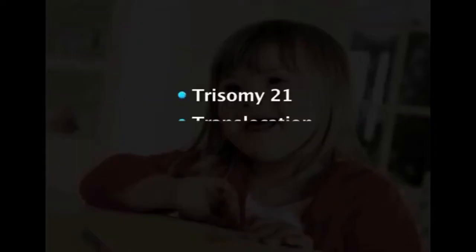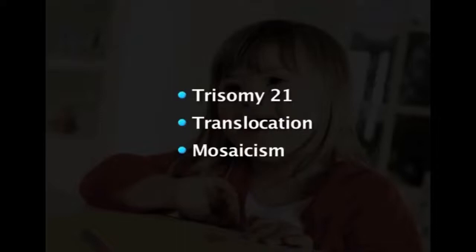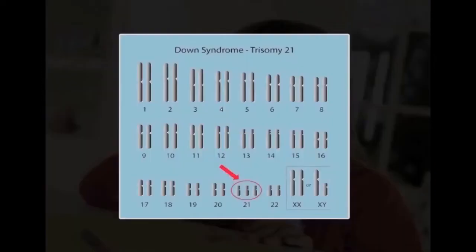Now let us see the classifications. There are 3 basic types of Down syndrome: trisomy 21, translocation and mosaicism. All types of Down syndrome result from irregular chromosomes in some or all of the baby's cells. These irregularities are caused by abnormal cell division either in the egg or sometimes in the sperm, before or after conception. First, we will see trisomy 21.